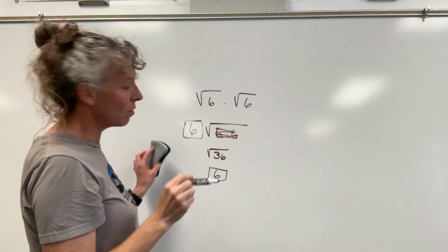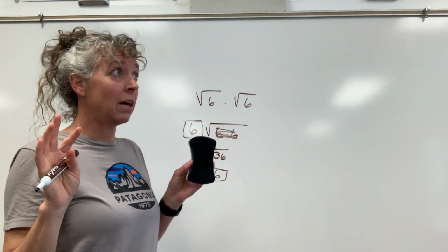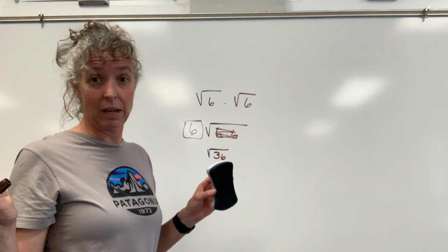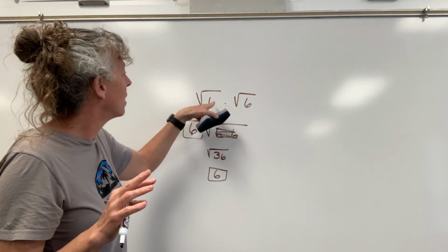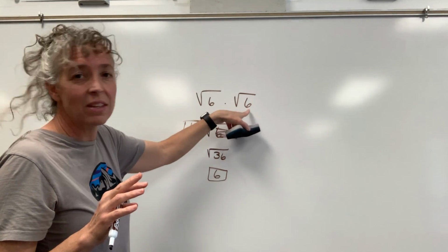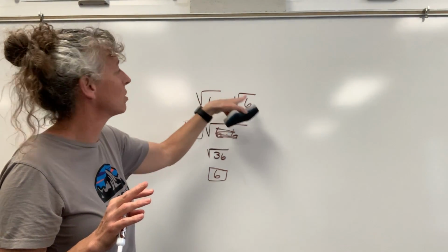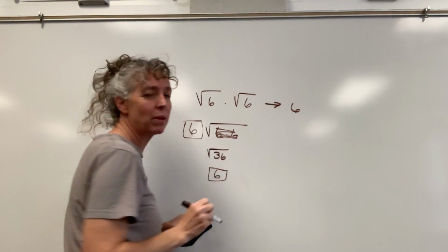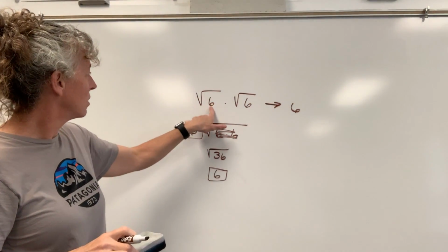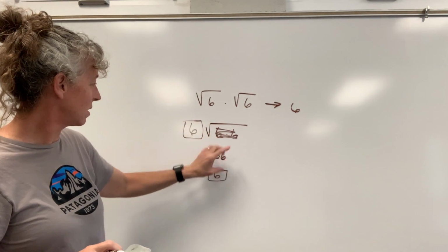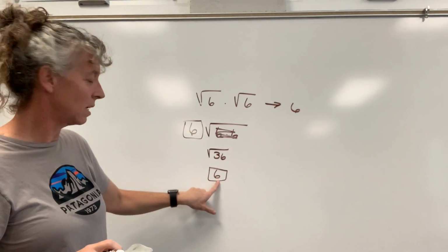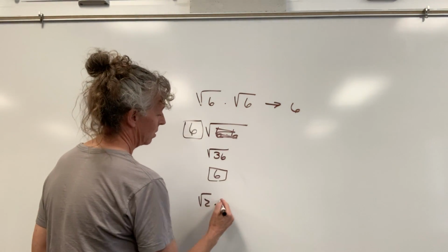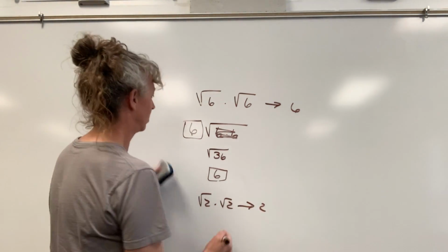Okay? So this is a super useful thing to remember throughout the rest of your mathing career. A square root of a number times a square root of the same exact number ends up being just whatever number is inside. This is why 6 times 6 is 36, and when I square root it, I get 6. So if you have the square root of 2 times the square root of 2, the answer is just 2.